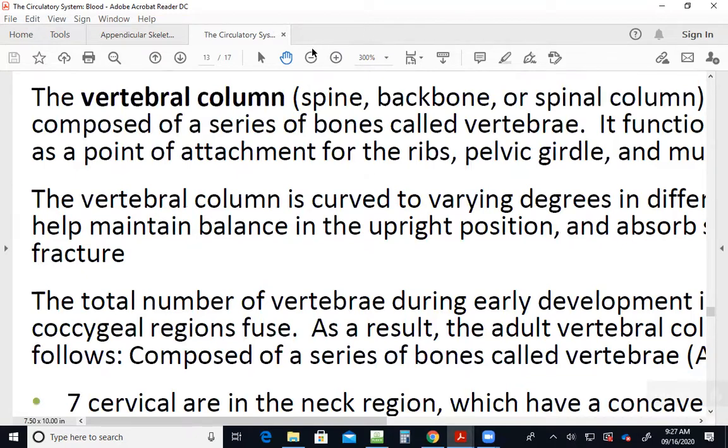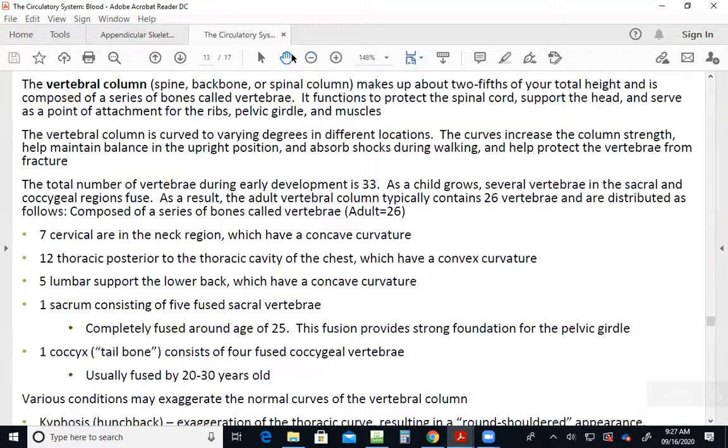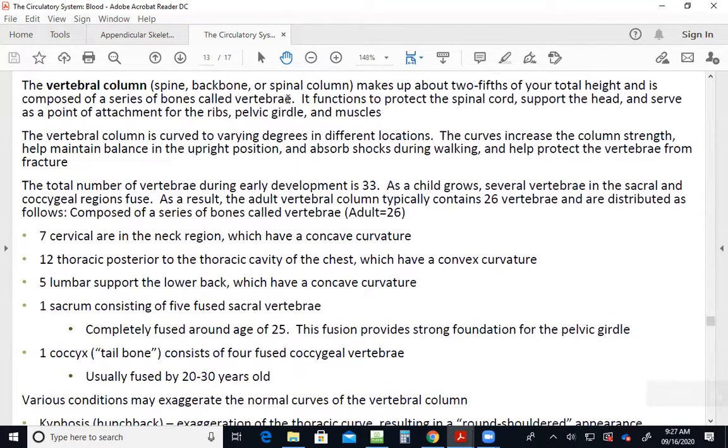All right, moving on to the vertebral column, also known as your spine, backbone, or spinal column, which makes up about 2/5 of your total height, composed of a series of bones called vertebrae. The letter E at the end of the word tells you we're talking about plural. If it's just vertebra, it'd be one. The function of our vertebral column is to protect the spinal cord, support our head, and serve as a point of attachment for the ribs, pelvic girdle, and muscles.